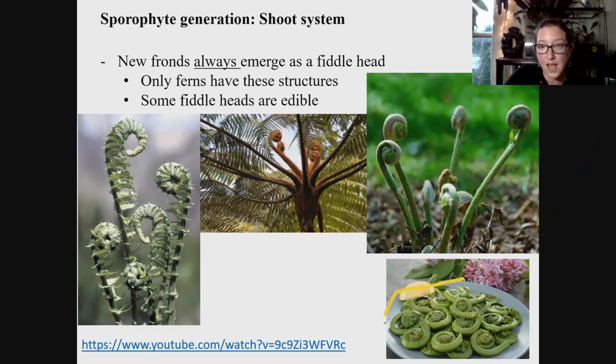Some fiddleheads are actually edible and people eat them. I've actually never eaten fiddleheads yet, which is crazy. I need to do that. People have told me they taste a little bit like asparagus or something like that.